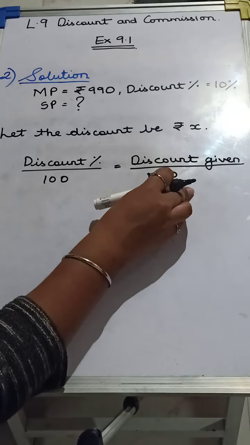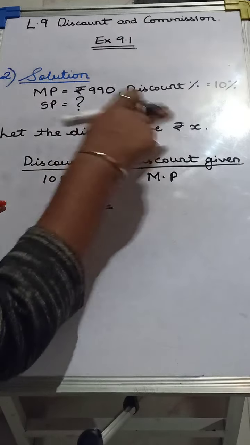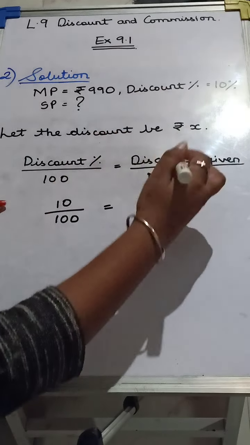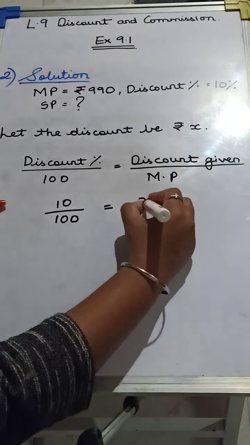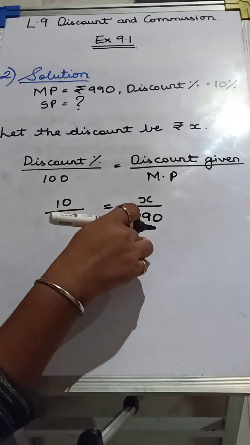Okay, now this is the formula that I gave you in the video. Again, I'm repeating the same things because these things are new for you all. So you all must remember that when discount percent is given, you need to use this formula. So now what is your discount percent here? 10. So we are going to take 10 upon 100 is equal to our discount given, which we are going to assume as X, so X upon 990. What is 990? Our MP. See here, MP is 990.